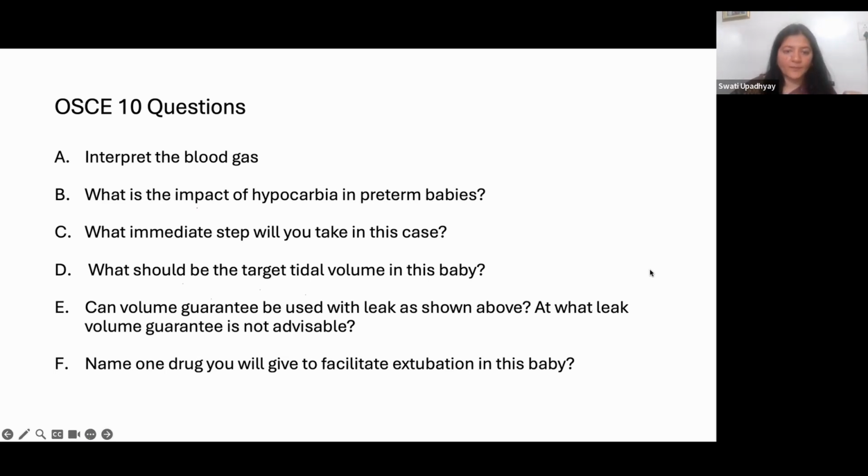Yes. Anything else hypocarbia can cause? Yes, it can cause hearing loss as well. Very good. So basically PVL and hearing loss. Therefore, hypocarbia should be really actively avoided in preterm babies. Now, what immediate step will you take in this case? Reduce and decrease PIP. Very good.